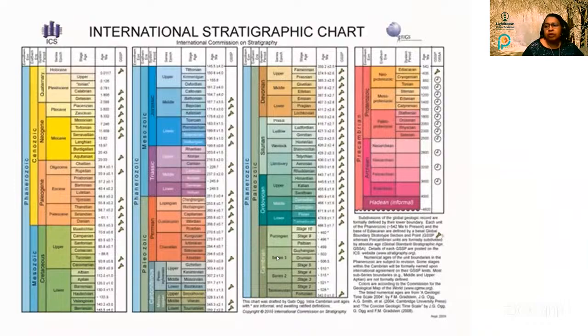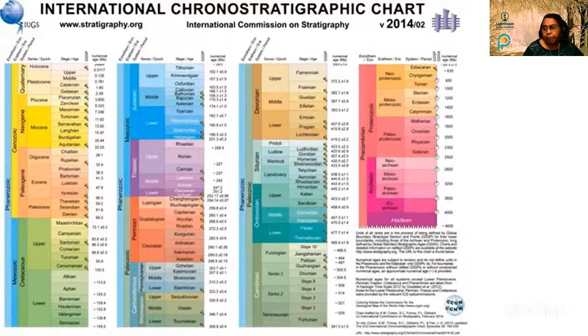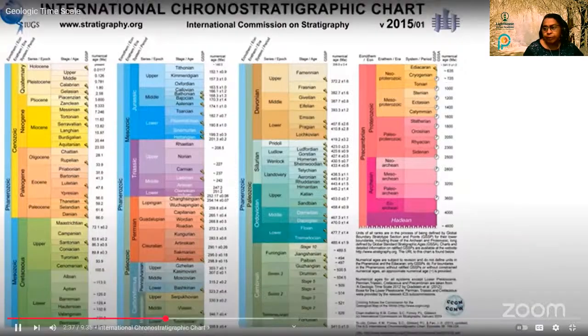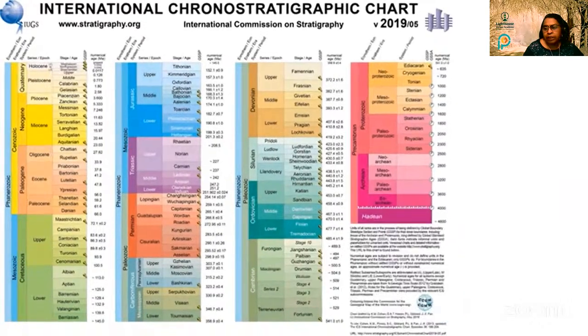Now they want you to notice the changes in the chart as the years go by. And it appears to have stopped in 2020.